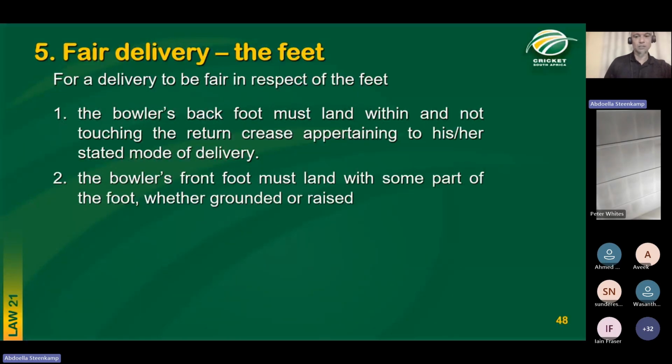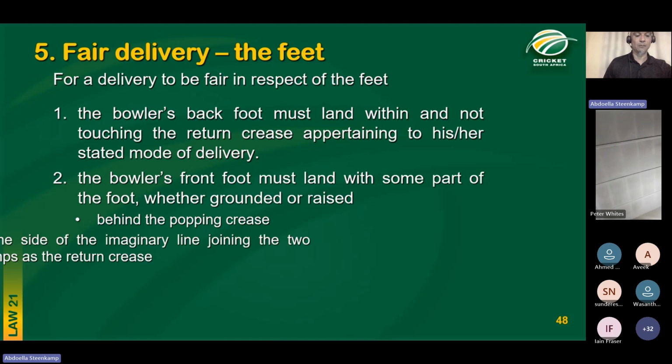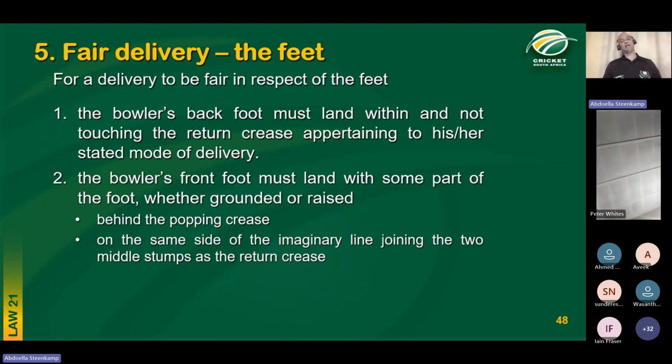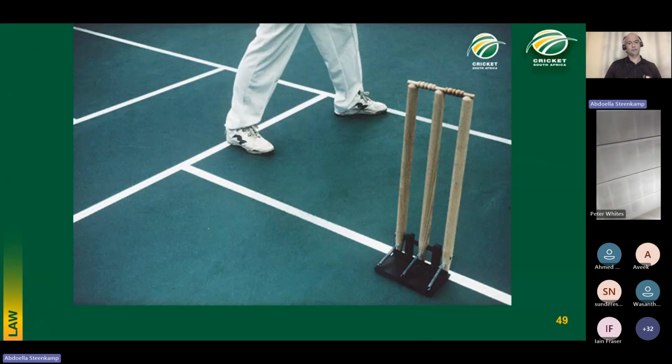When it comes to the front foot, the crease that goes to the front foot is the popping crease. And here the law wants some part of the bowler's front foot, whether grounded or raised, to land behind the popping crease or on the same side of the imaginary line joining the two middle stumps. Let's look at a few pics just to illustrate how the law works.